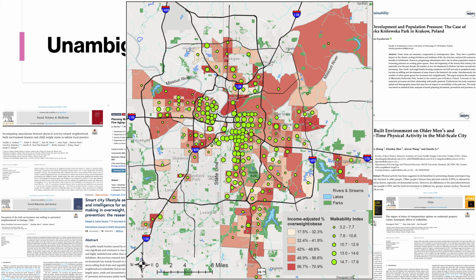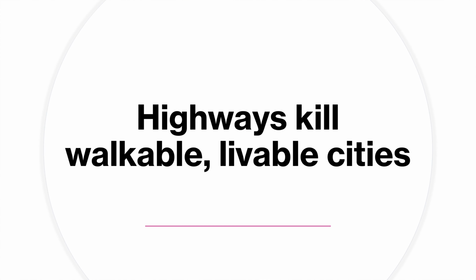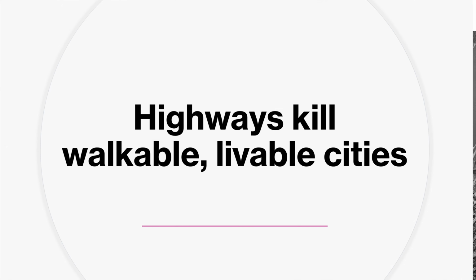But my favorite data comes from this paper, which I believe analyzed Kansas City. And you can see here in red shades is income-adjusted obesity rates, and then in the green circles are the walkability index. And it is plainly clear to the eye, you can see just by looking at it, that there is a linear regression. The more walkable a neighborhood, the less obese the people are who live there. So cars are literally killing us and making us less healthy. But they're also not just doing that. They're killing our cities and making our cities less healthy as well.